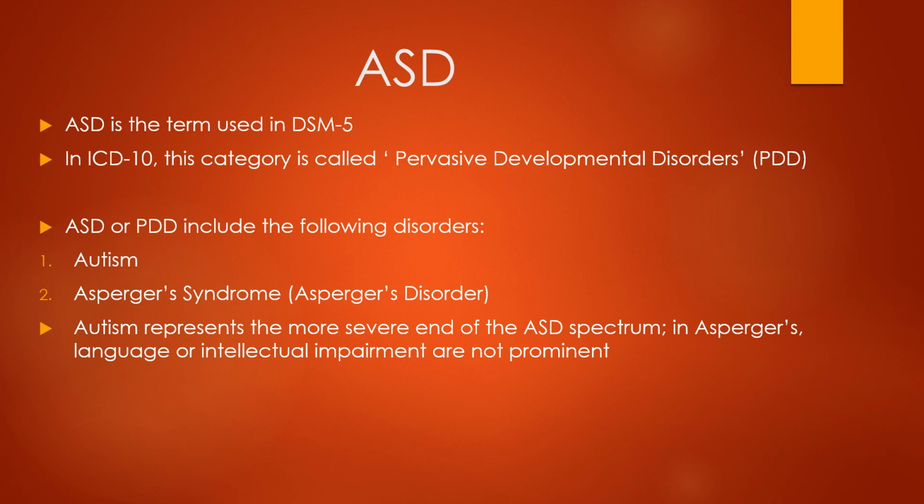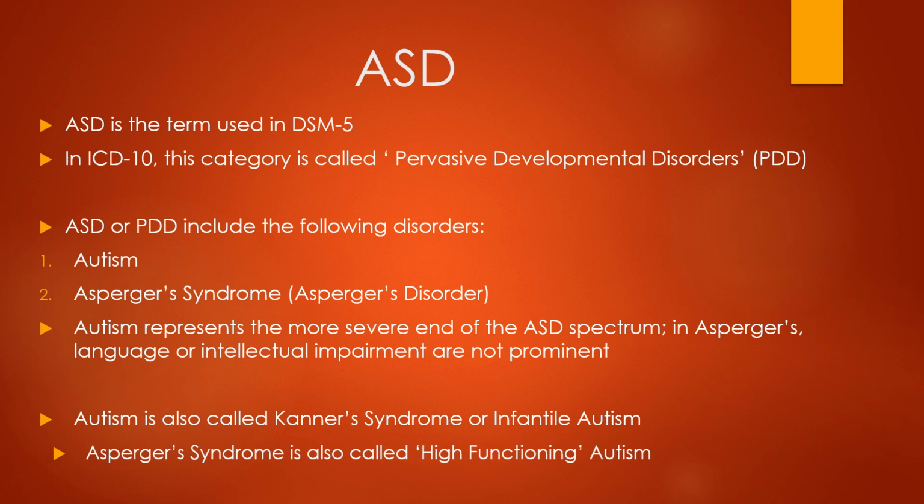Autism represents the more severe end of the ASD spectrum. In Asperger's, the language or intellectual impairment are not as prominent. Autism is also called Kanner's syndrome or infantile autism, while Asperger's syndrome is also called high-functioning autism.